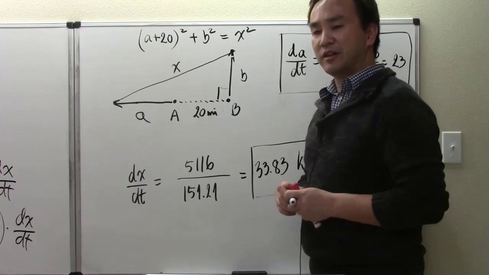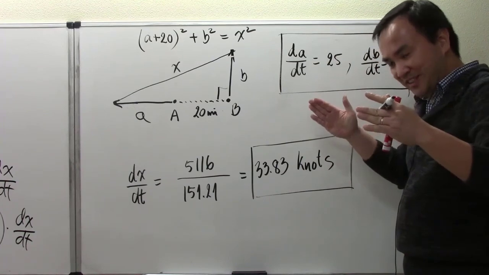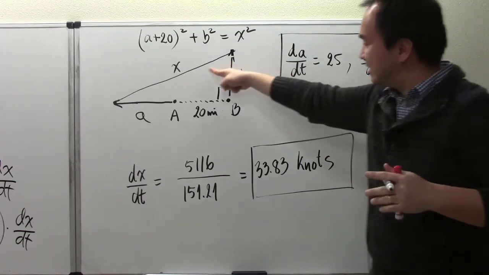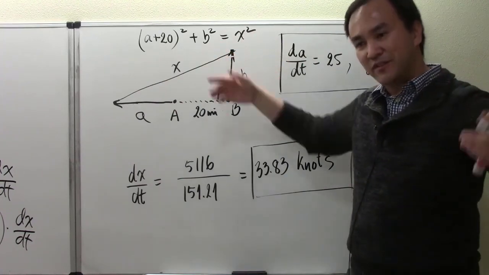All right, and that's how we did it. We applied related rates in solving this motion problem with two ships, creating variables including the distance between the two ships. There are three variables involved.